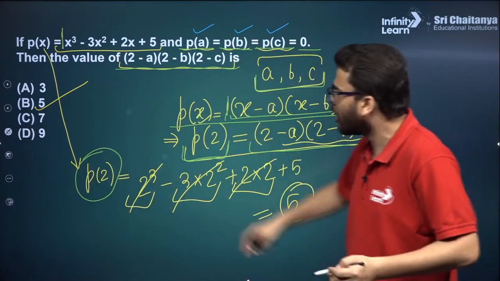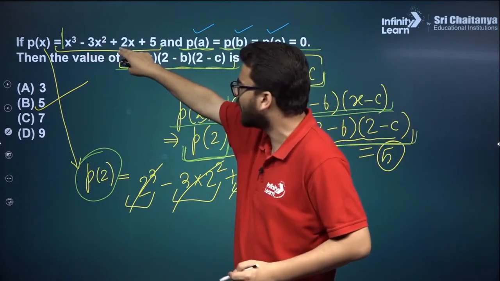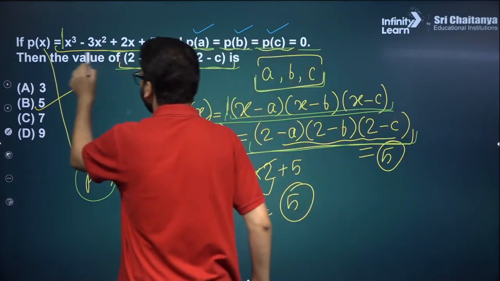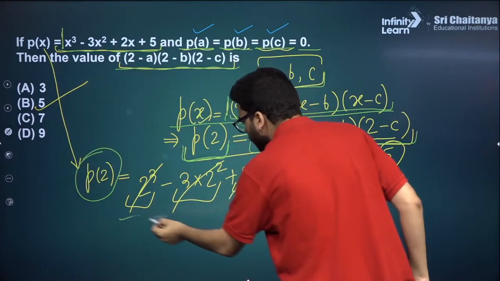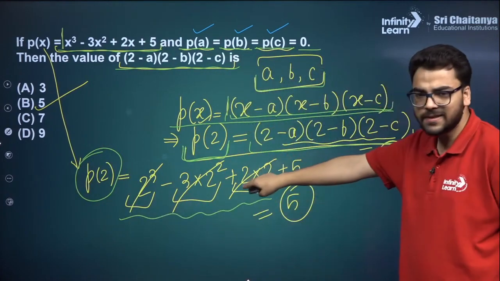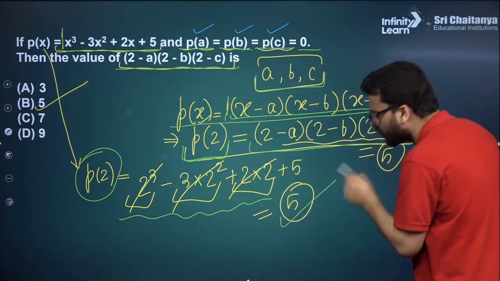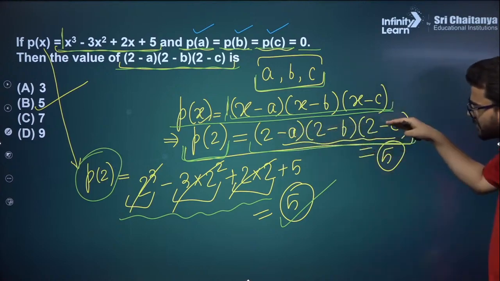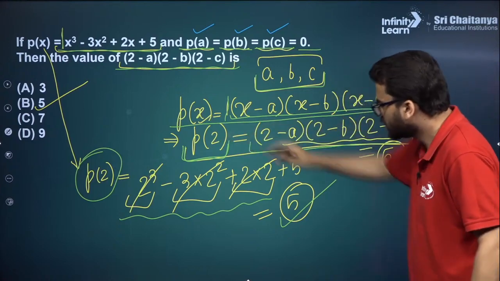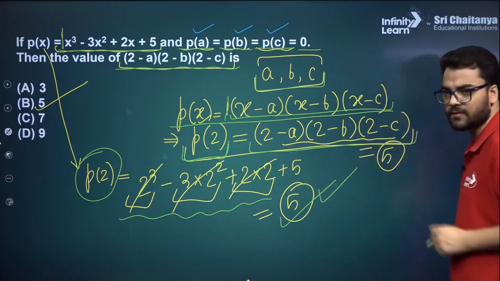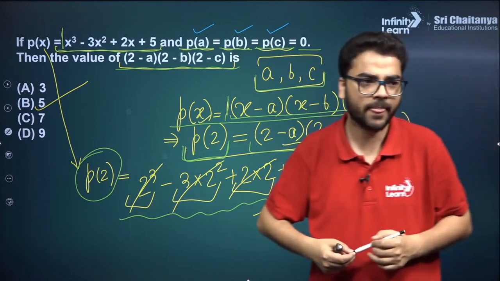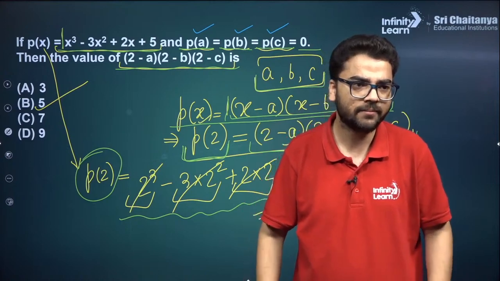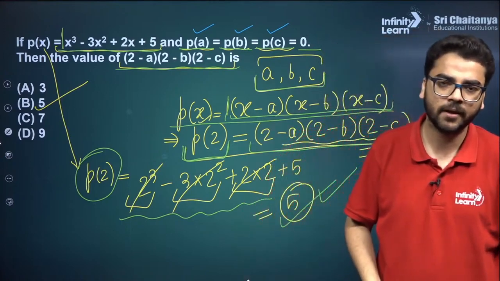Now see, the polynomial is already given to us now. So can I not put the value of x over here and we will get the value of p of 2? That's it. So just put x is equal to 2 and simplify. You will get p of 2 to be equal to 5. And 2 minus a, 2 minus b, 2 minus c was already equal to p of 2. So therefore its value is 5. Is it clear to everybody? I hope it is clear, Naval. Any doubt in this question?